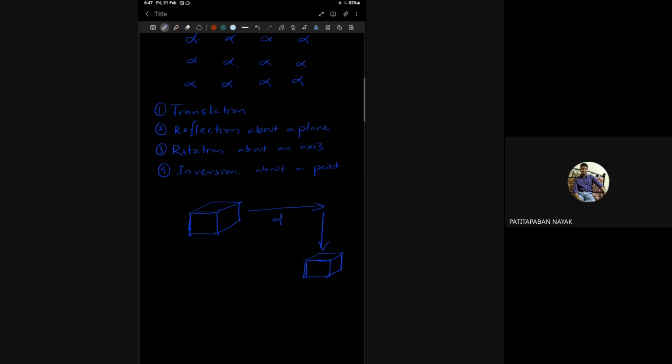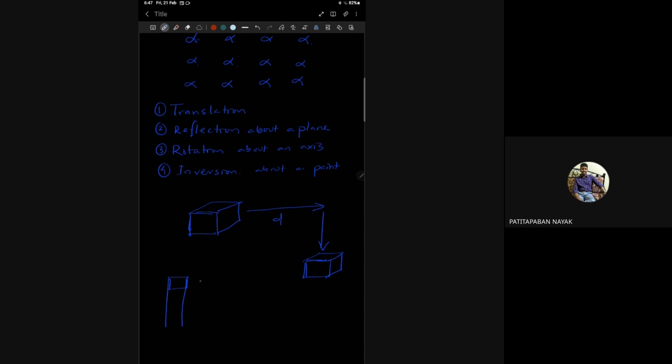Now, what does it mean when I say translation symmetry in a crystal? That is very important. Let us take, for example, a two-dimensional lattice. Two-dimensional lattice means I'll just draw like this.